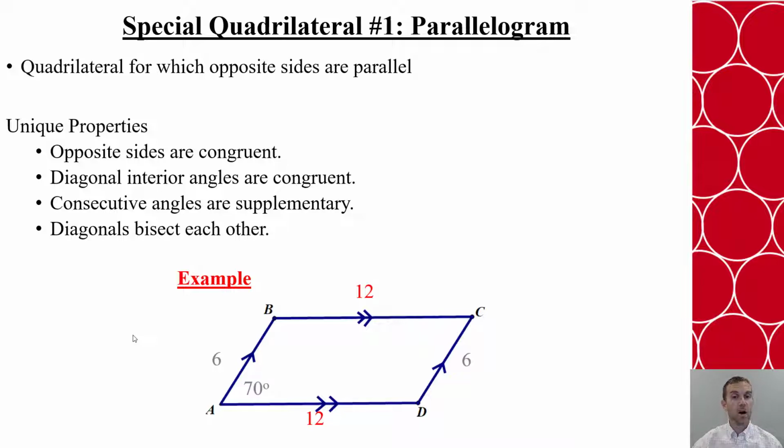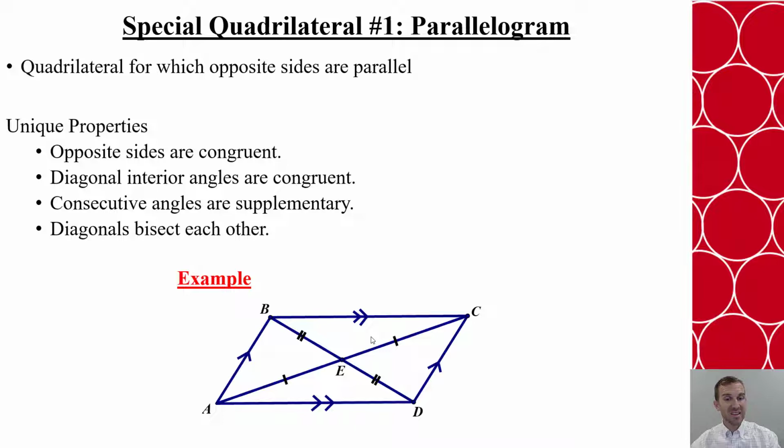And if I knew one angle measure, I could find the other 3 interior angles because the opposite angles, those diagonal angles, are congruent and the adjacent ones are supplementary. So angle C in this case would have to be 70 degrees, and then angle B and angle D would have to then be 110 degrees. And if I added all 4 together, I would see they sum to 360 degrees.